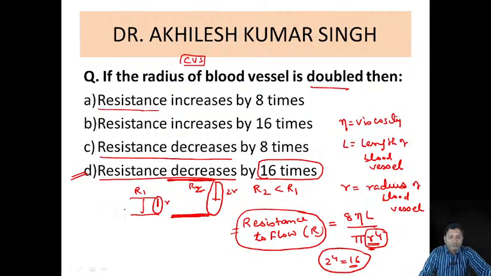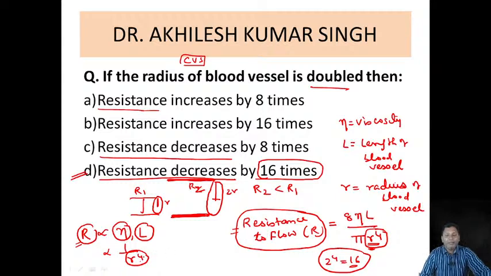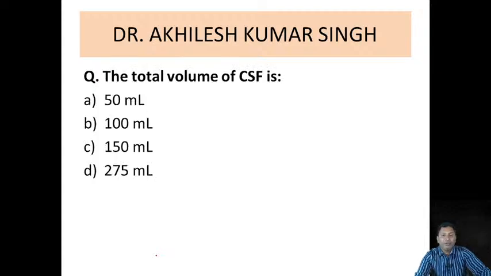Remember this: resistance is directly proportional to the viscosity, directly proportional to the length, and inversely proportional to r to the power 4. If length increases, resistance increases; if viscosity increases, resistance increases; if the radius increases, resistance decreases by r to the power 4. Now come to the next question.